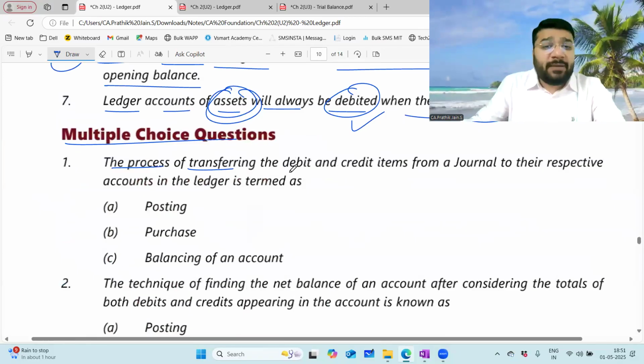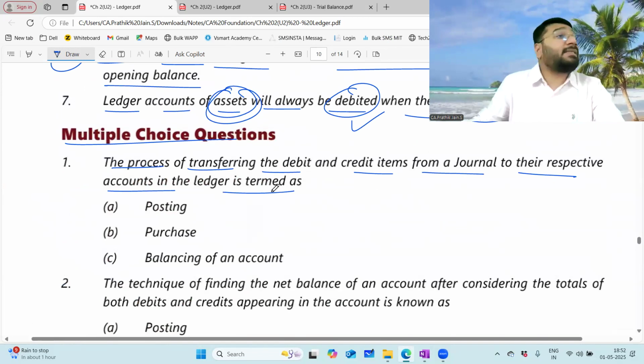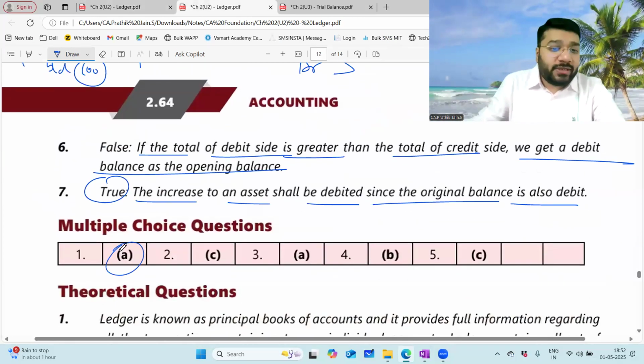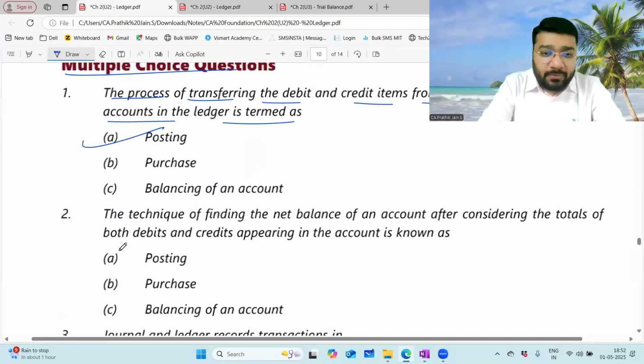Now, multiple choice question. The process of transferring the debit and credit items from a journal to the respective account of the ledger is termed as posting. 1A, posting. Online people, please respond.